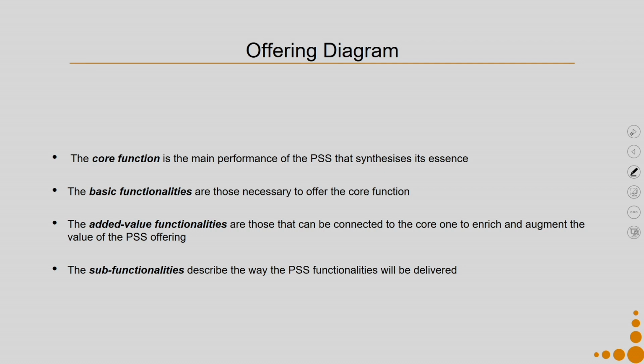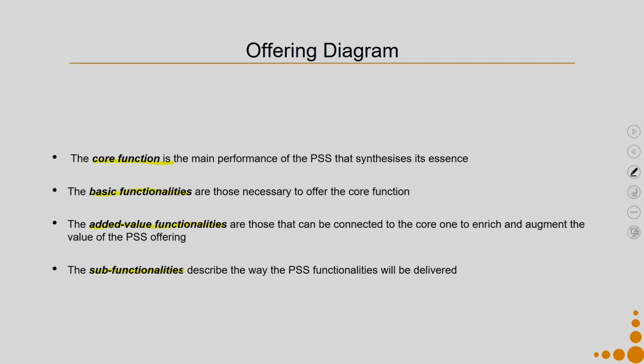An offering diagram consists of 4 types of functionalities. The core functionality is the main performance of the PSS that synthesizes its essence. The basic functionalities are those which are necessary to offer these core functions. Added value functionalities are those that can be connected to the core one to enrich and augment the value of the PSS offering. The sub functionalities describe the way the PSS functionalities will be delivered.